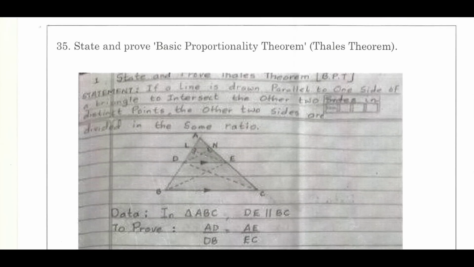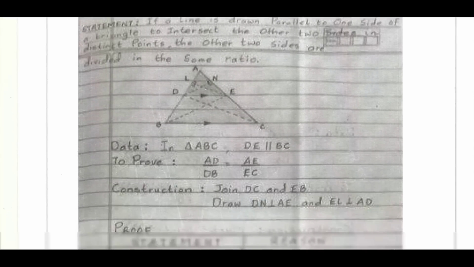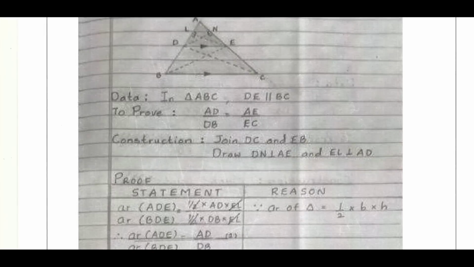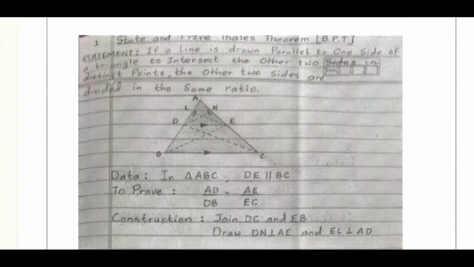Next, state and prove basic proportionality theorem, Thales theorem, for 4 marks. They have given it for 4 marks, dear students. When any theorem is given, we know now it's confirmed that the theorem will be given for 4 or 5 marks. How many theorems are there? Hardly 4 theorems are there. Do try to practice the theorems very well so that you score 4 out of 4 or 5 out of 5. And from the circle, 2 theorems are there. Practice both the theorems. Definitely you can score 7 marks easily.